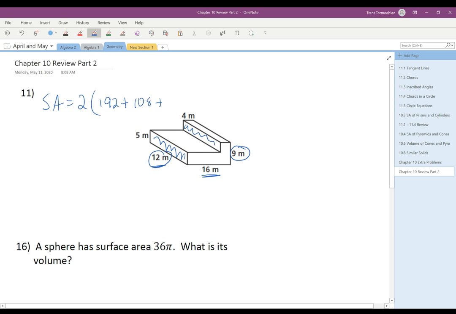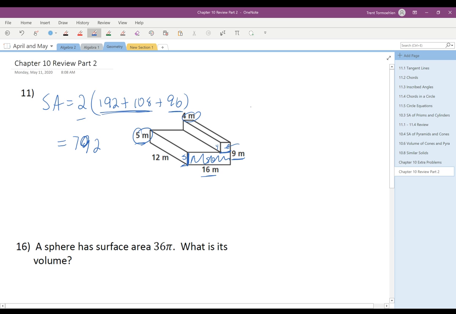And then we got to work a little bit harder for the front. The way I'm going to do it is I'm going to cut it off right here. And so this is 5 because this over here is 5. So 16 times 5 is 80. So this little piece right here is 80. And then what's left is a 4 by, well, this is 4 because 9 minus 5 is 4. So 4 times 4 is 16. So 80 plus 16 is 96. Adding those together, you get 300 plus 96. So 396 times 2 gives you 792.